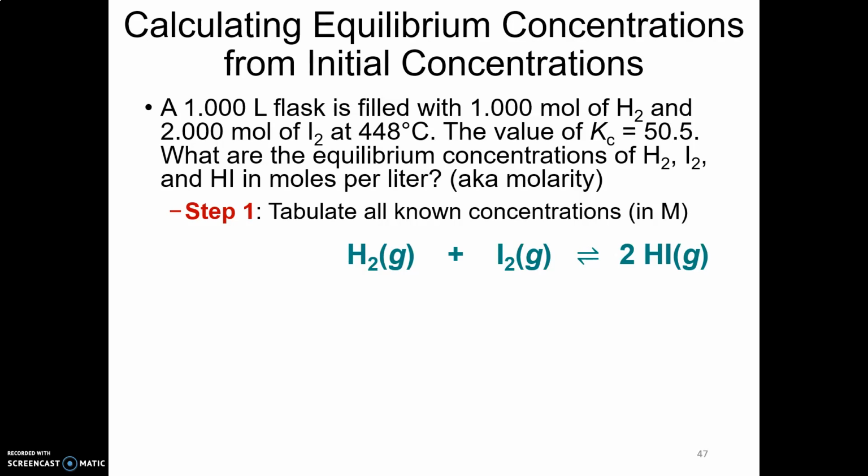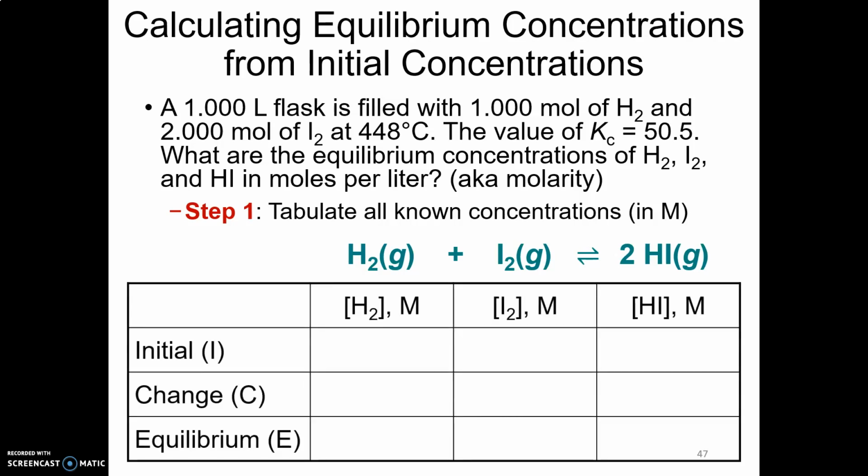Okay, so the first thing we need to do is tabulate everything we know. We need to write down everything that we know. So we're going to set up our ICE table and start plugging it in. Right now, molarity equals moles over liters. In this case, since liters is 1, dividing by 1 doesn't change anything. So our initial concentration of hydrogen is going to be 1. The initial concentration of iodine will be 2. And since they didn't mention having an initial concentration of HI, we assume we have nothing.